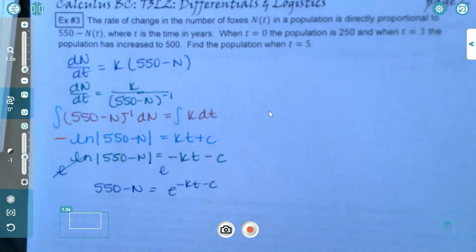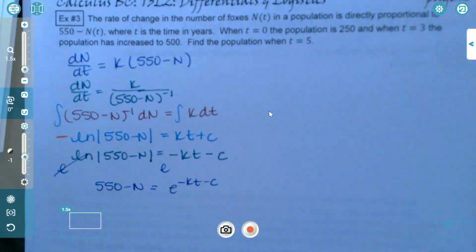Okay, I did drop the absolute value bars because, y'all, we talked about how your population, your number, is not going to drop below 0. So there's no way that the 550 minus the number that we're dealing with is ever going to become negative. So we would not need to apply the absolute value there. So we went ahead and dropped those.